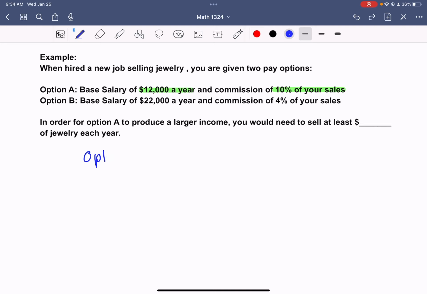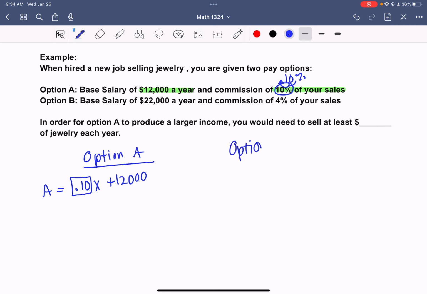And so if I'm looking at option A, this is a linear situation. In option A, we're going to make $12,000. That's our base salary. Plus 0.10 times our sales, and we'll call that X. Now, remember, when you're working with percentages, you're going to take your 10% and move the decimal 2 places to the left, and that's how I came up with this 0.10. The same is going to be true as I look at option B. When I'm looking at option B, we are going to make a lot more on our salary, but we're going to be at 0.04 with our sales.